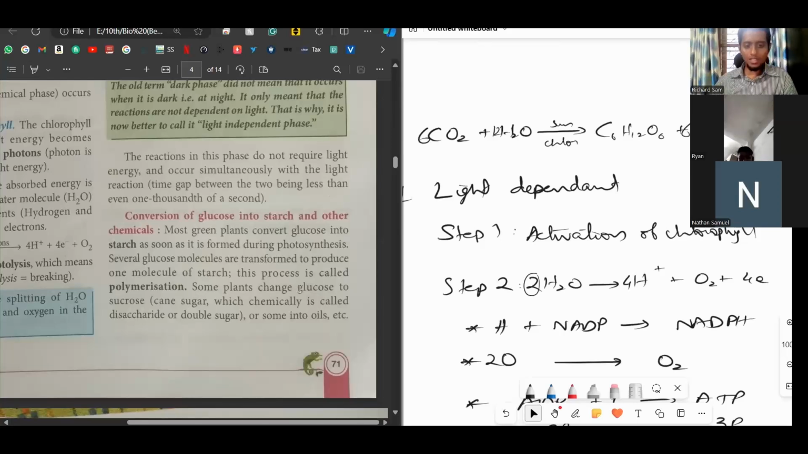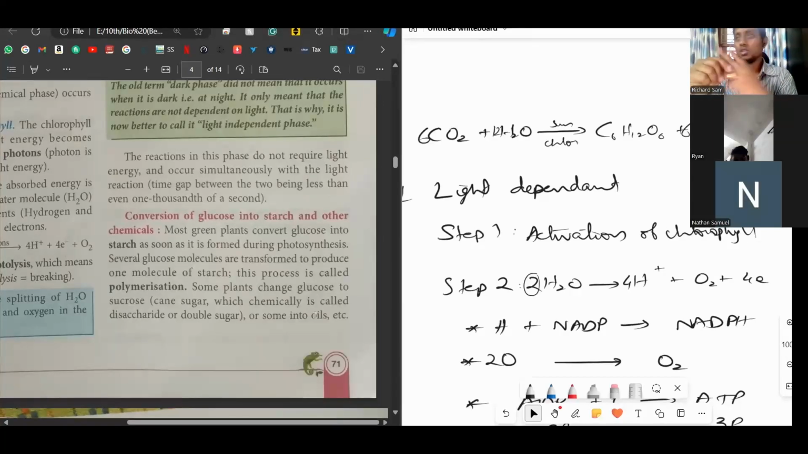So some plants change the glucose not into starch but into sucrose, which is cane sugar. It's a disaccharide or a double sugar, or sometimes it converts it into oils. So glucose can be converted into many forms. We saw three forms here. One is starch, which is the most common form of conversion. One is a disaccharide, a double sugar called sucrose, like cane sugar, sugar cane. It's sweet. It contains sucrose, a double sugar.